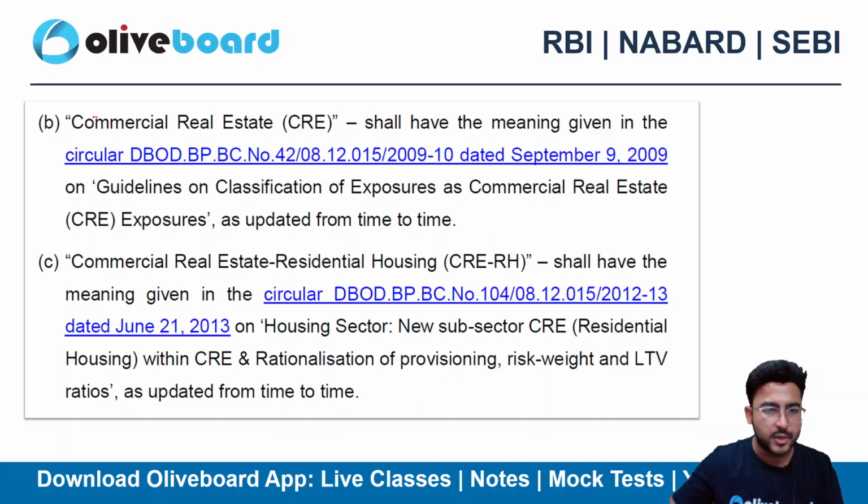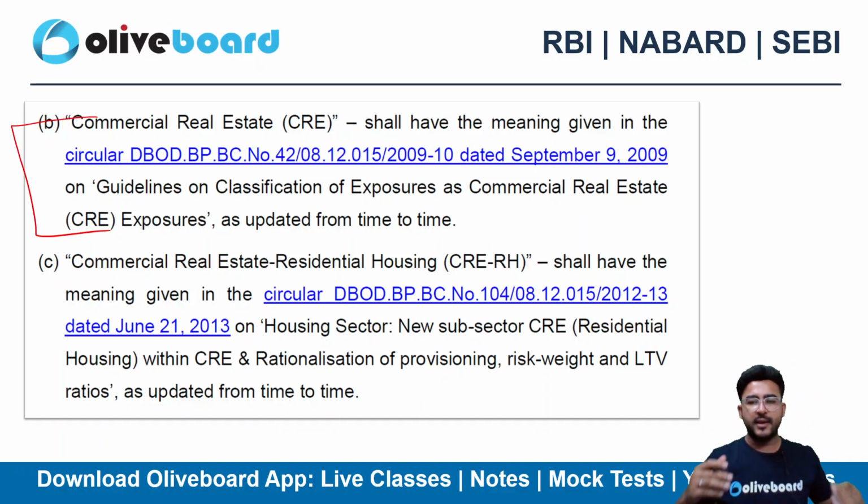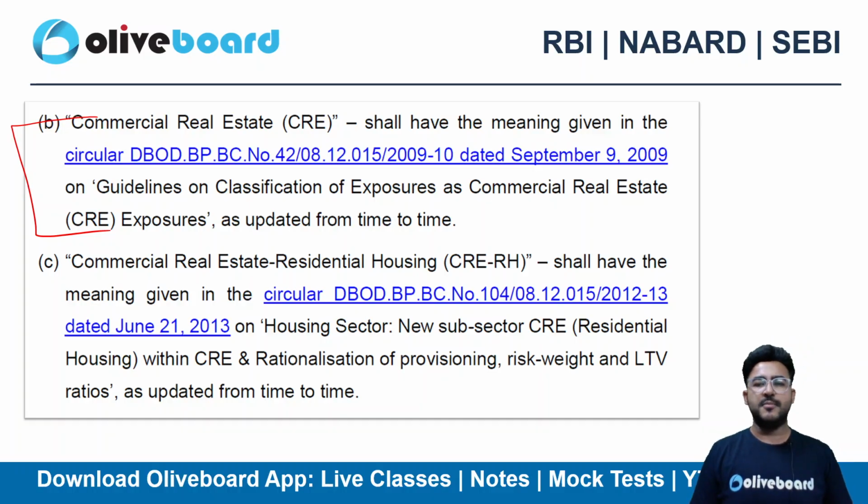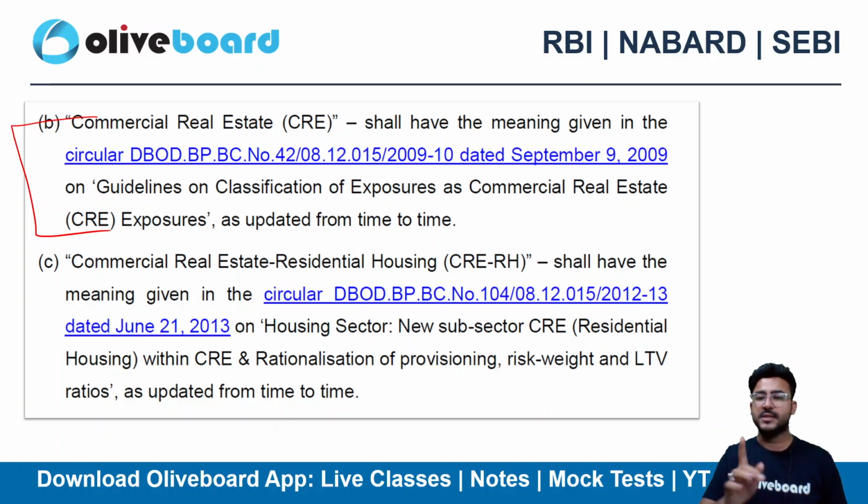I already explained commercial real estate. Let's suppose you are constructing a commercial complex. That's commercial real estate, right? The end use will be commercial in nature. However, if I'm building flats, residential housing, then they will be covered under the CRE-RH, right? Residential housing, because the end use is not commercial, it's housing, though I'm doing a commercial activity by selling those residential flats. However, the end use is residential housing, right?